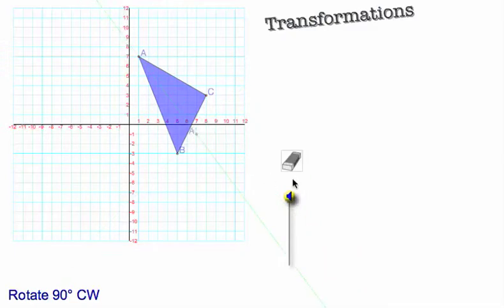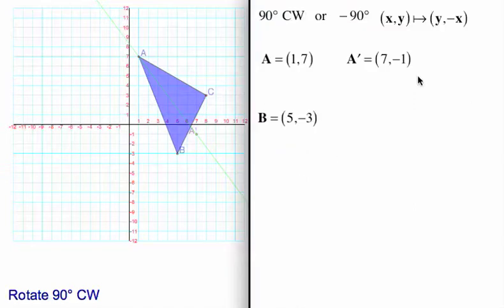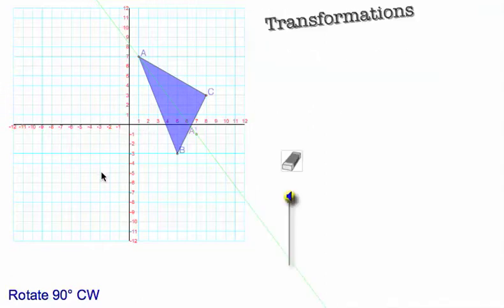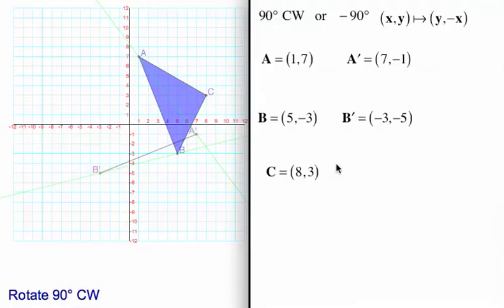7, -1. And the B, which is 5, -3, the B prime becomes, switch their places, -3, and -5 because the X switches signs as well. So -3, -5. And the C, which was 8, 3, now becomes C prime at 3. Okay, the 3 comes to the front, the 8 goes to the back, and it switches signs, so 3, -8. And that's down here.